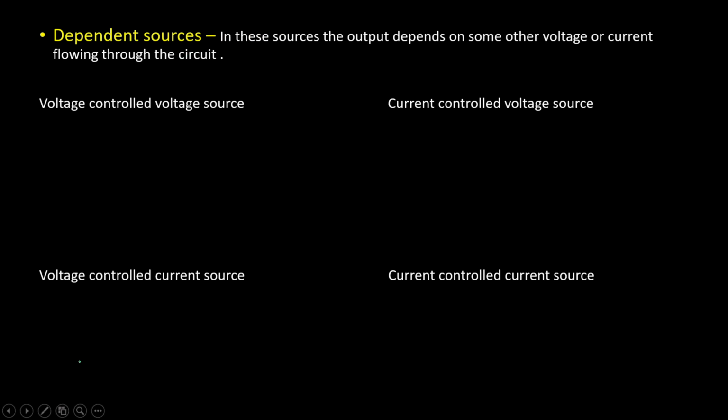Next one we have is your dependent sources. So what are dependent sources? In these sources, the output depends on some other voltage or current flowing through a circuit. Dependent sources are basically of four types. First one we have is your voltage controlled voltage source, VCVS.